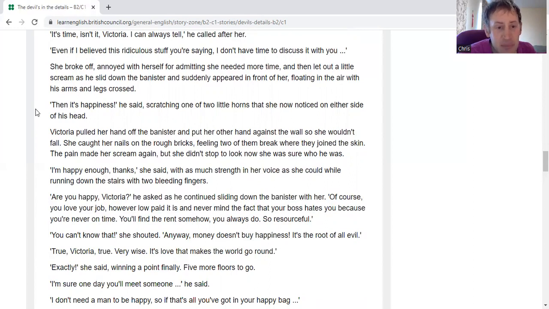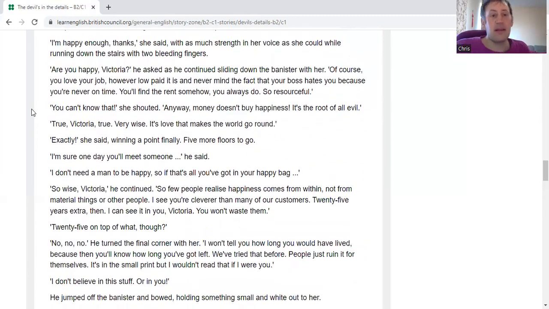The pain made her scream again, but she didn't stop to look now she was sure who he was. "I'm happy enough, thanks," she said, with as much strength in her voice as she could while running down the stairs with two bleeding fingers. "Are you happy, Victoria?" he asked as he continued sliding down the banister with her. "Of course, you love your job, however low paid it is, and never mind the fact your bosses hate you because you're never on time. You'll find the rent somehow, you always do. So resourceful." "You can't know that," she shouted. "Anyway, money doesn't buy happiness, it's the root of all evil."